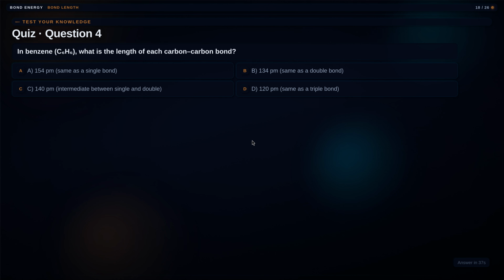Question 4. In benzene, what is the length of each carbon-carbon bond? Option A. 154 picometers, same as a single bond. Option B. 134 picometers, same as a double bond. Option C. 140 picometers, intermediate between single and double. Option D. 120 picometers, same as a triple bond. Remember what resonance does to bond length.